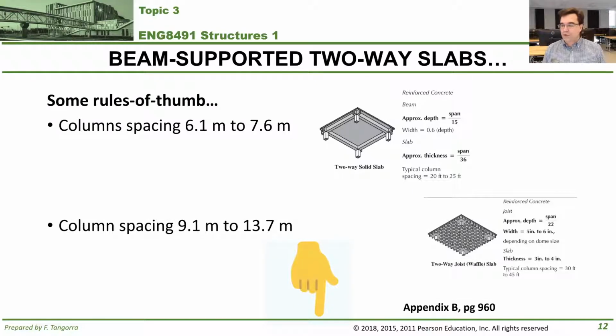Column spacing for a waffle slab like this one here actually goes up, right? Because you have a lot more beams that are supporting and making this slab stiffer. So it goes anywhere from 9.1 to 13.7 meters.